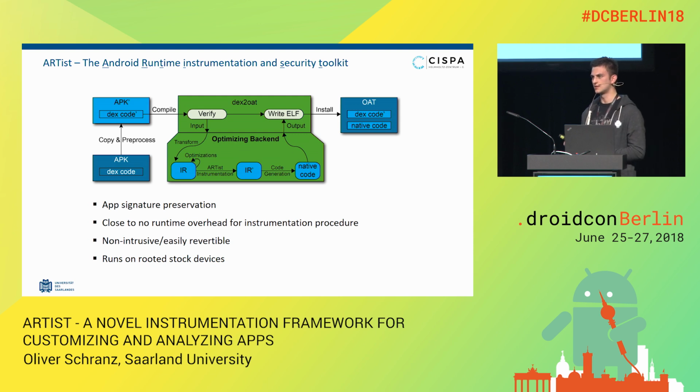Then this new code that also includes our code is transformed to this intermediate representation. And the very interesting step here is that we added another step. This ARTist instrumentation essentially is applying all the changes that we want to have in the app. So the code that's executed now is stitching together the original app and the new app code. This is the duct tape, this is the glue sticking everything together.